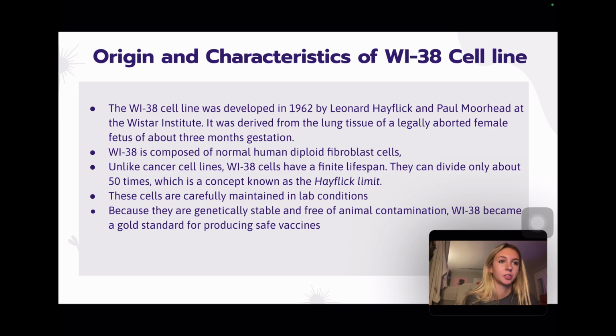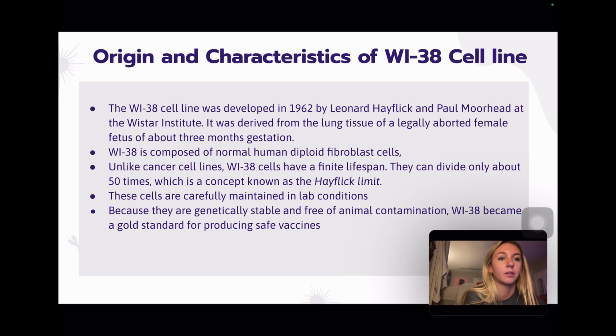The origin and characteristics of the WI38 cell line. The WI38 cell line was developed in 1962 by Leonard Hayflick and Paul Moorhead at Wistar Institute. It was derived from the lung tissue of a legally aborted female fetus of about 3 months gestation. WI38 is composed of normal human diploid fibroblast cells, meaning the cells have a normal set of 46 chromosomes.